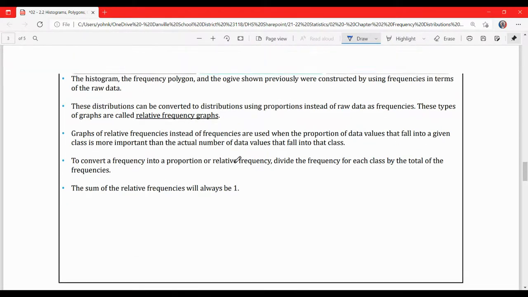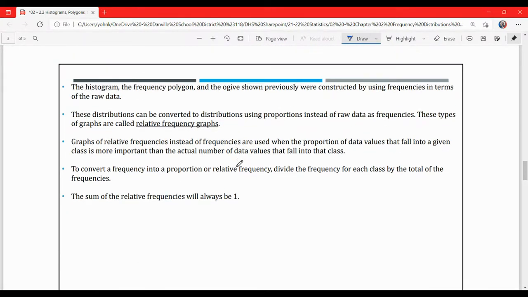So to recap, the histogram, the frequency polygon, and the ogive shown previously were constructed by using frequencies in terms of the raw data. These distributions can be converted to distributions using proportions instead of raw data as frequencies. These types of graphs are called relative frequency graphs. And graphs of relative frequencies instead of frequencies are used when the proportion of data values that fall into a given class is more important than the actual number of values that fall into that class.